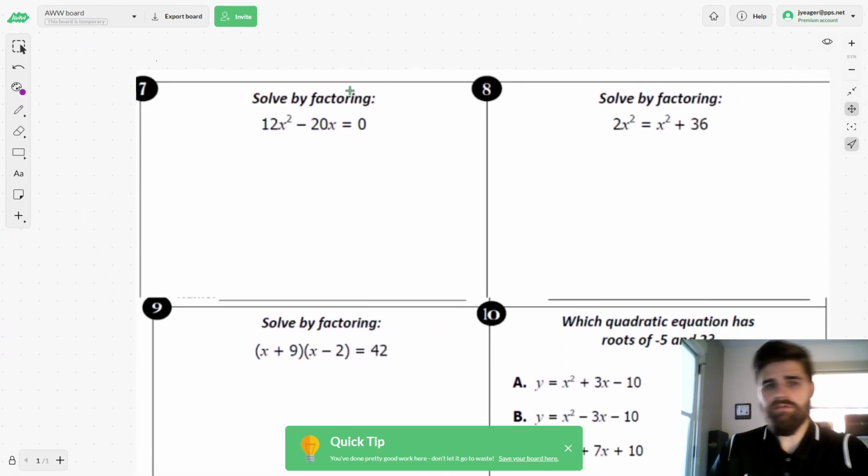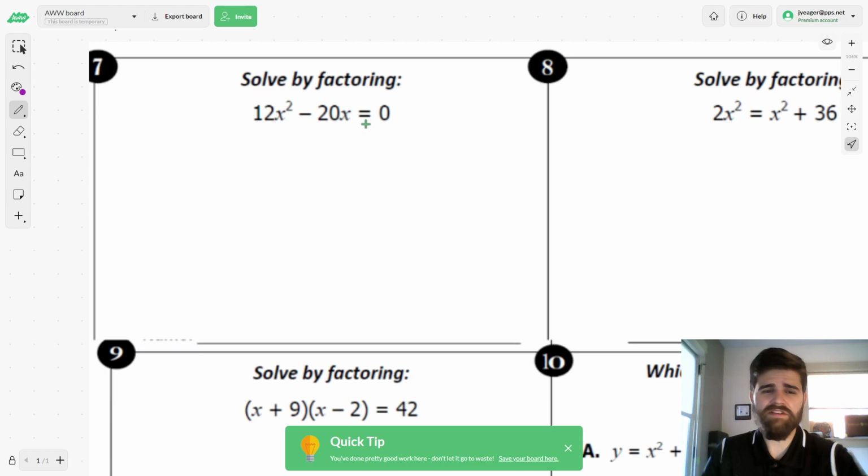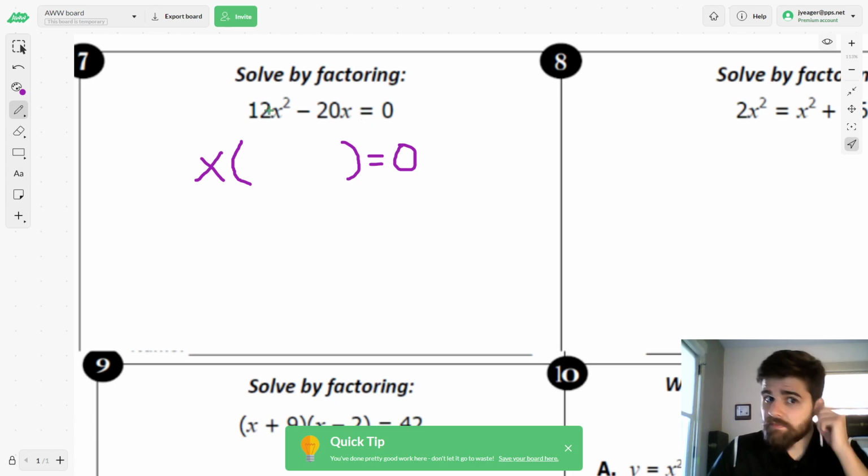Okay, so moving on to number 7 here. We want to solve this by factoring. So right away I notice this is kind of weird because I don't have a c term. I don't have a constant. So instead what I want to do is look at my two terms and ask, what do they have in common? So I see that they both have an x. So what I'm going to do is undistribute or factor out everything I can. I know I can take an x out of the parentheses because both terms have an x. I also notice that 12 and 20 can both be divided by 2 or even better yet 4. Both of these numbers have a greatest common factor of 4.